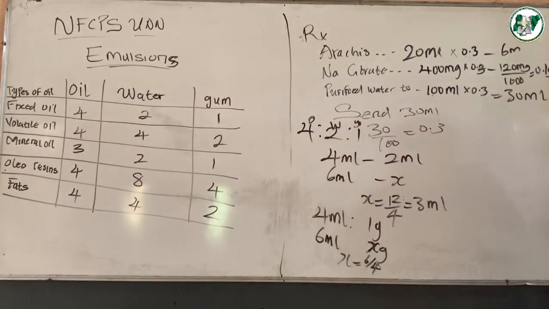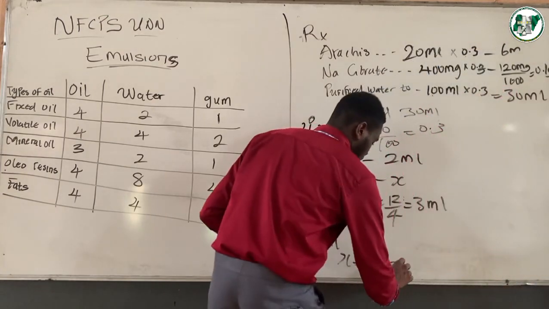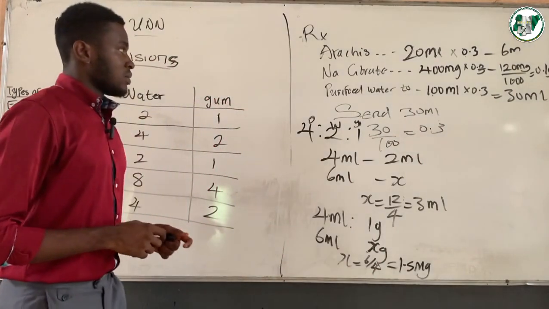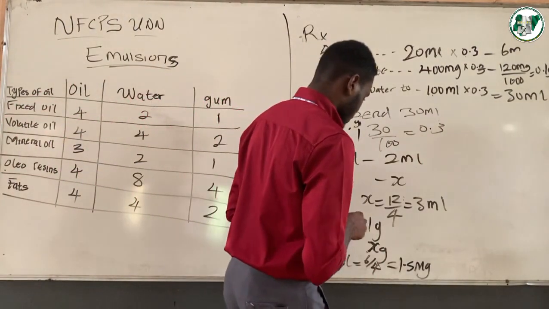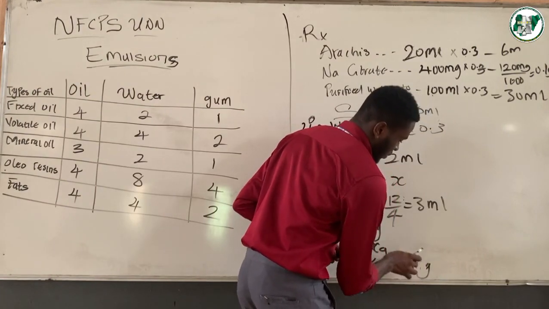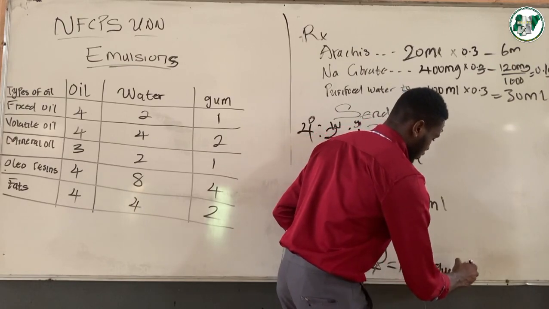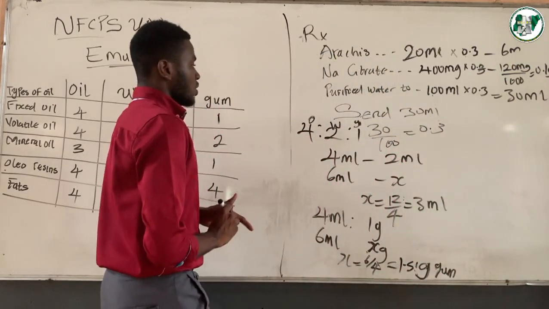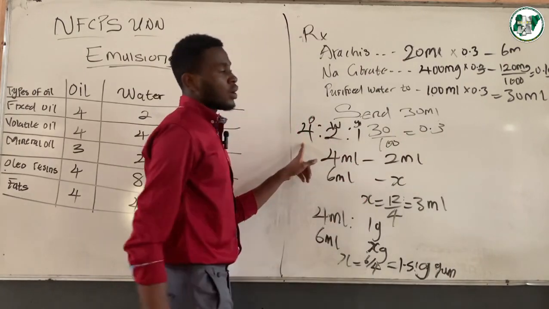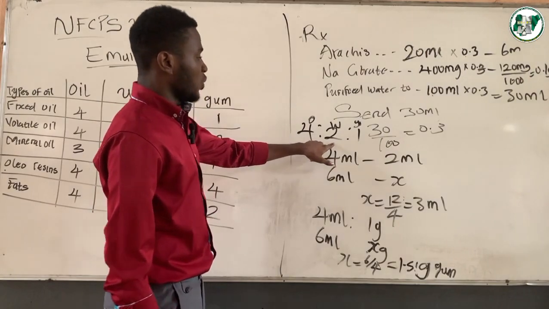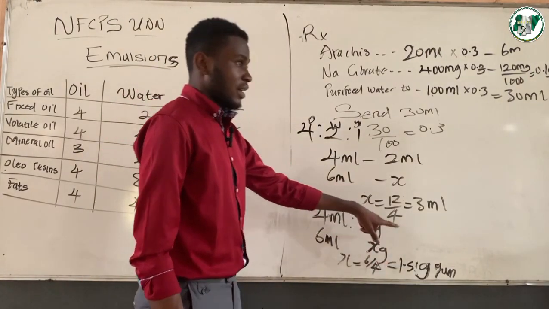Let me get this real quick. It's 1.5 gram, right? So this is basically our 1.5 gram of gum, of our acacia gum. So this is basically what we are going to be using. We are going to be using 6 ml of our fixed oil, then we are going to be using 3 ml of water, and finally 1.5 gram of our gum.